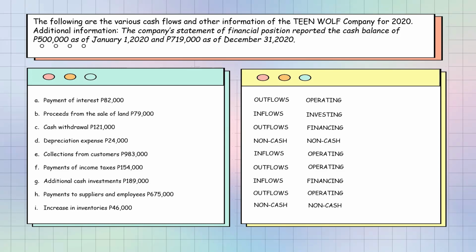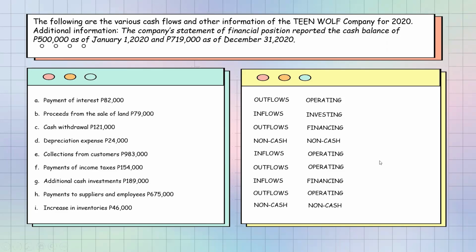So, I'll just remind you: when it's operating, the accounts involved are revenue, expense, accounts receivable, and accounts payable. When it's investing, the accounts involved are non-current accounts and the notes receivable account. When it's financing, the accounts involved are owner's equity, withdrawals, and the notes payable account.